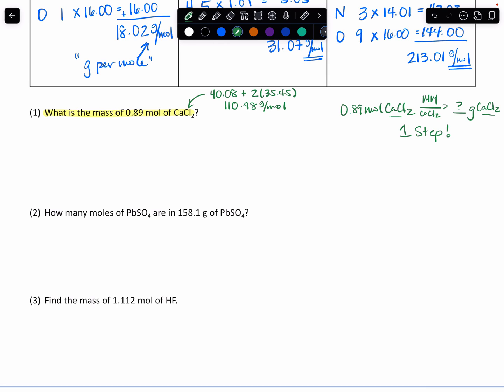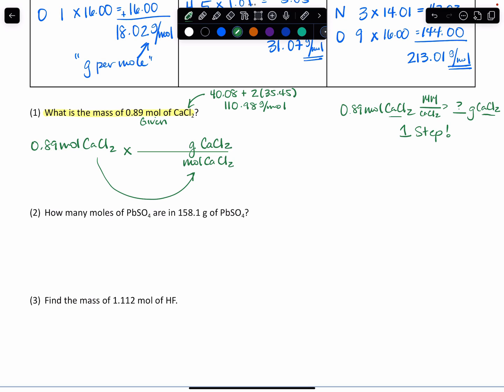So I start with what I've been given, 0.89 moles of CaCl2, and I set up my conversion factor. I'm going to put this in the bottom, so moles of CaCl2 will be in the bottom of my conversion factor. And I'm trying to find grams, so that's going to go in the top.